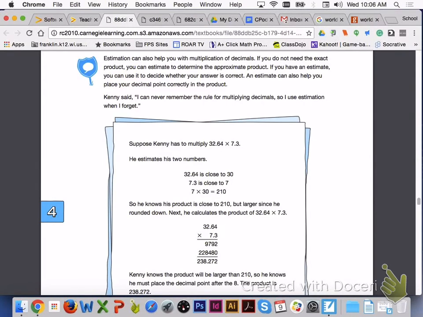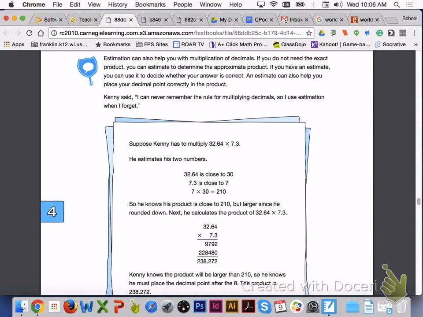Turn to page 274, problem 2, estimating products of decimals. Estimation can also help you with multiplication of decimals. If you do not need the exact product, you can estimate to determine the approximate product. If you have an estimate, you can use it to decide whether your answer is correct. An estimate can also help you place your decimal point correctly in the product.